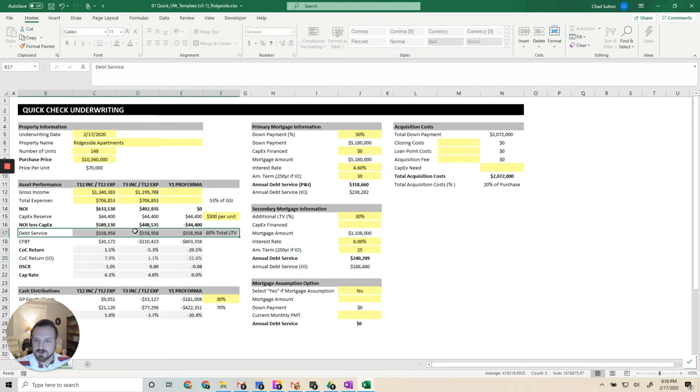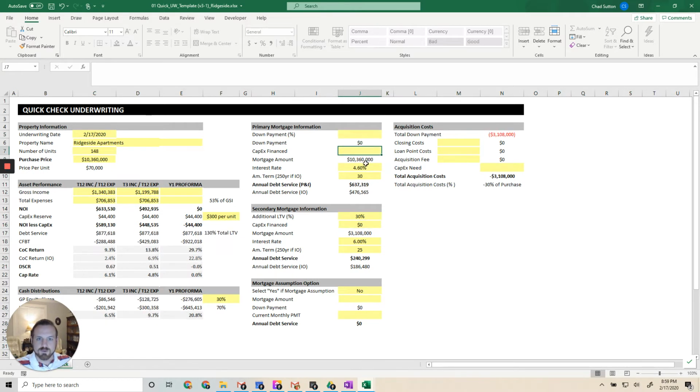Here's something I want to show you. So let's say we've got all this baked in. CapEx finance works the same way, but we're just going to say that's 0. If I have 50% down with my current mortgage and 30% down with my second mortgage, it calculates for you. That's effectively an 80% total loan to value. So you can see how much leverage you're actually getting on that debt service. So anyway, that's kind of how the second mortgage works.